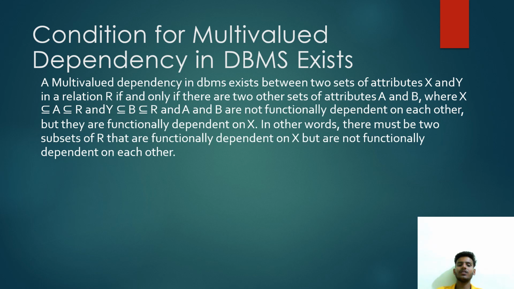Condition for multivalue dependency in DBMS to exist. A multivalue dependency in DBMS exists between two sets of attributes X and Y in the relation R if and only if there are two other sets of attributes A and B, where X, A belong to R and Y, B belong to R, and A and B are not functionally dependent on each other, but they are functionally dependent on X. In other words, there must be two subsets of R that are functionally dependent on X but are not functionally dependent on each other.